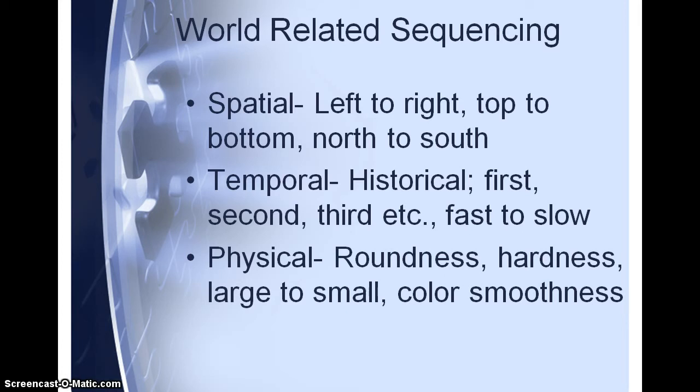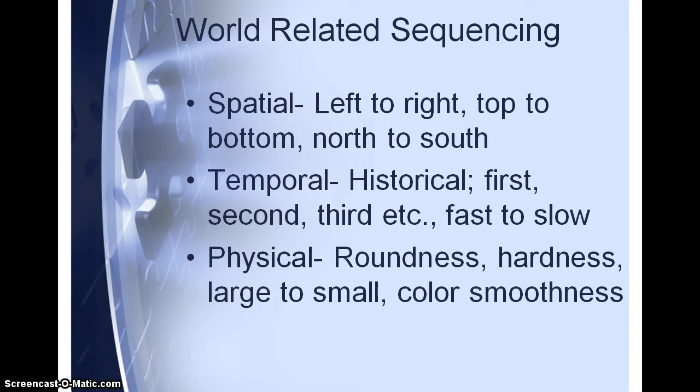A biology teacher might describe a plant, starting with the flower and moving towards the roots in sequence. Next, there's temporal sequencing, which looks at objectives in a historical or chronological manner. What happens first, second, third, or by length of time, like fastest to slowest. An example here could be a government teacher who is discussing how a bill becomes a law.